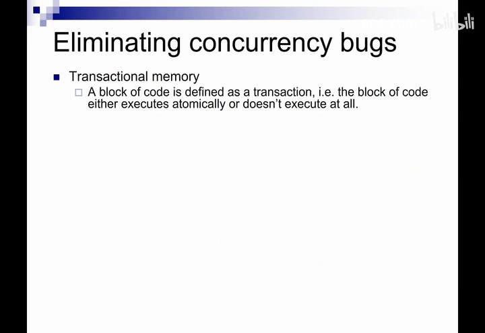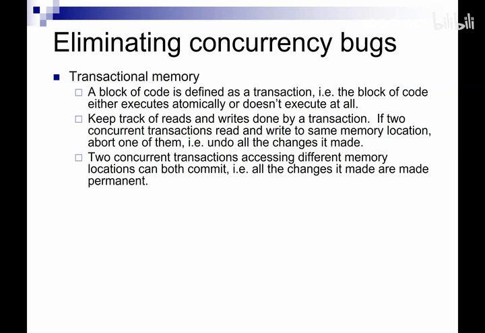But first, let's look at another way of eliminating these bugs, which is called transactional memory. Here we have a block of code, and we're going to define this as a transaction. That basically means that this code is going to execute atomically. We're going to execute all of the steps of this code, and we're not going to get interference from any other threads during this execution. So either we do this atomically, or we don't do it at all. It's all or nothing. If we do it, then we're guaranteed that no other threads are interfering with us as we execute.